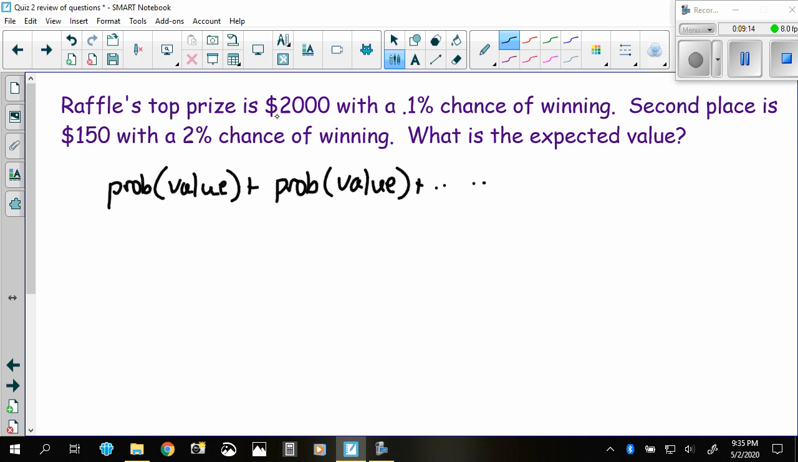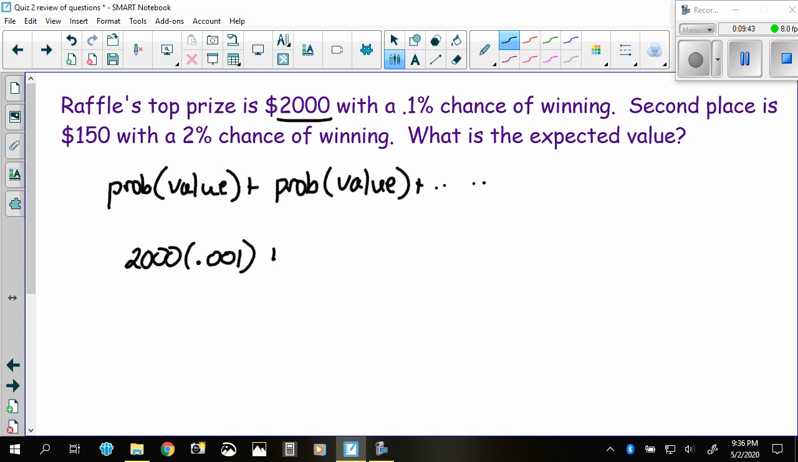Okay, so in this case, we have a value of $2,000, and we have a probability of 0.1%. Now remember, when you're talking percentage, you divide by 100 to put it into a decimal. So if I divide this by 100, that moves 2 decimal places. So I'm talking about multiplying by 0.001. The decimal was in front of the 1, and we move it 2 spaces for the 100.